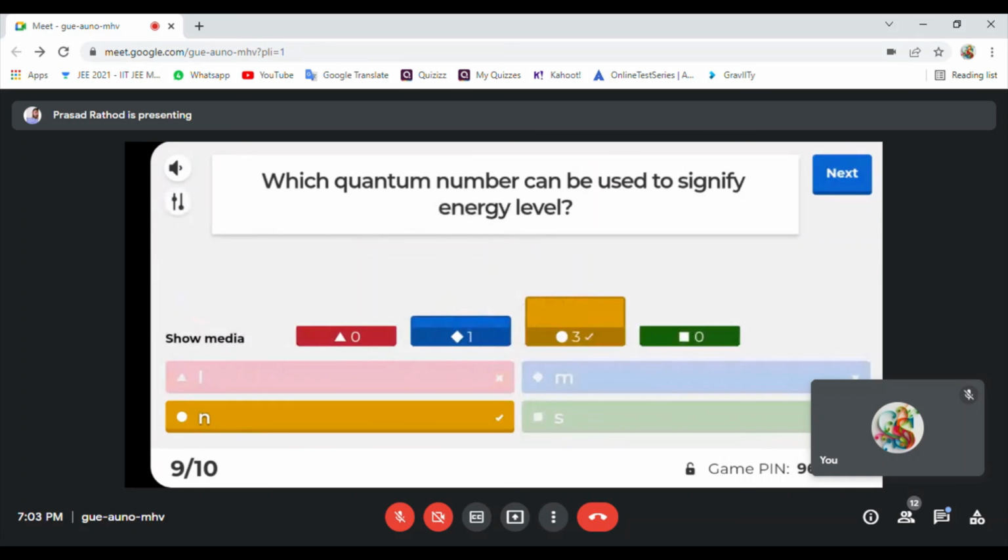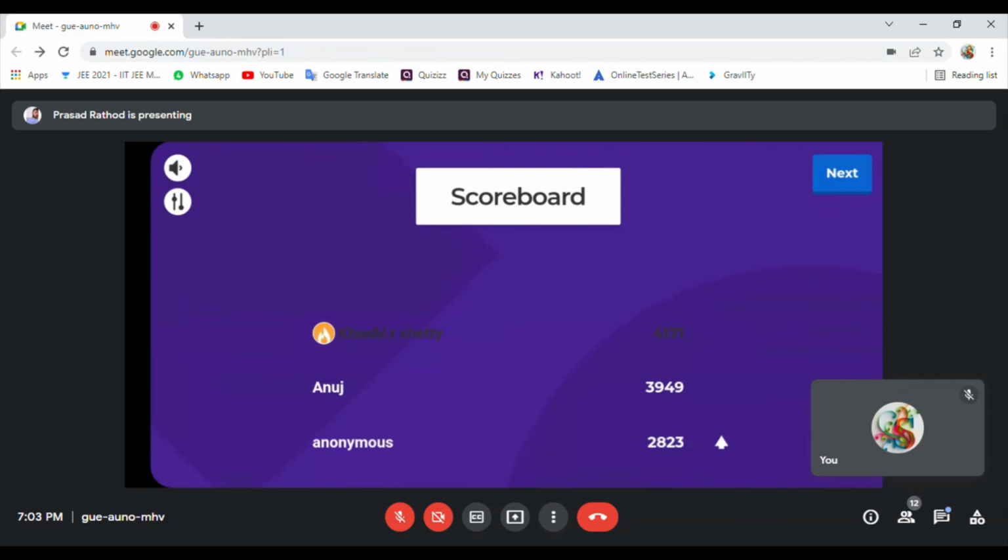Okay, so the correct answer is N. Three of you have got it correct. So it's basically Khushi, followed by Anuj and then Anonymous.